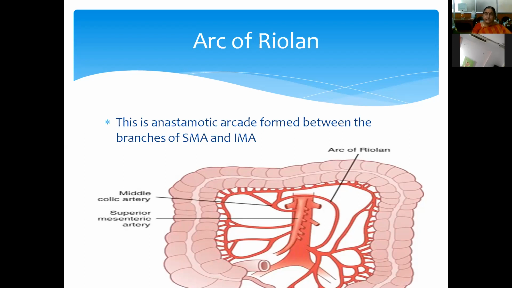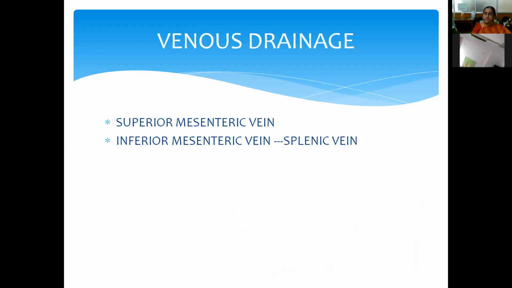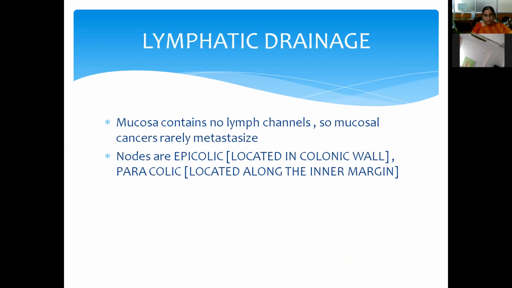Coming to the venous drainage, the branches of the superior and inferior mesenteric veins drain the blood from the whole of the large intestine. They accompany the corresponding arteries and go to the liver through the portal system. Coming to the lymphatic drainage, the mucosa contains no lymph channels. That is an important point you should know. So mucosal cancers rarely metastasize.